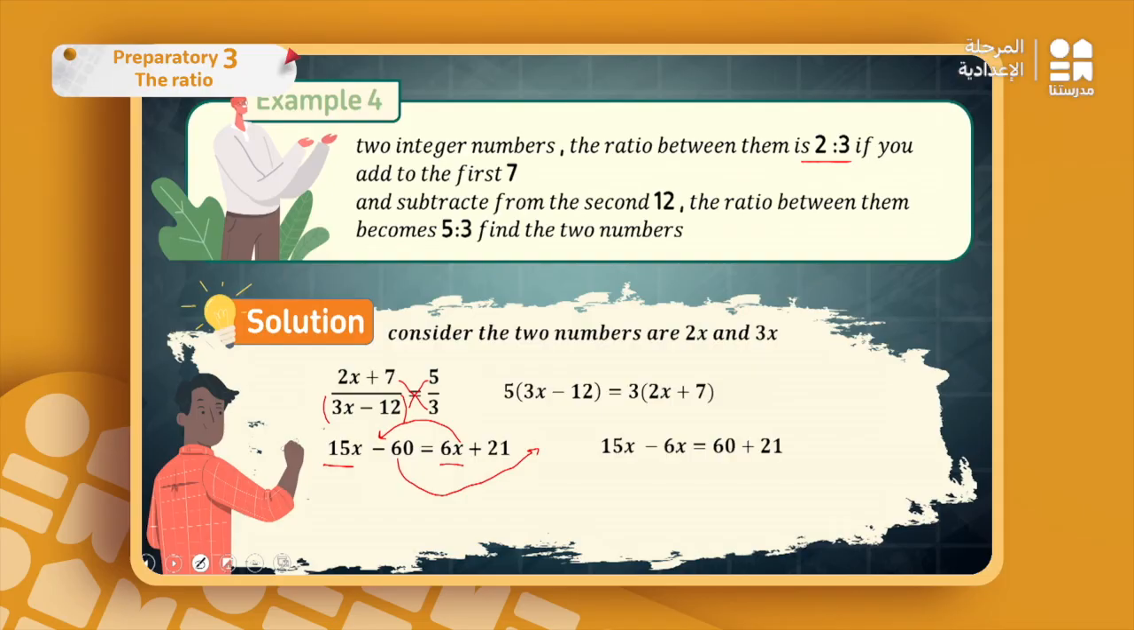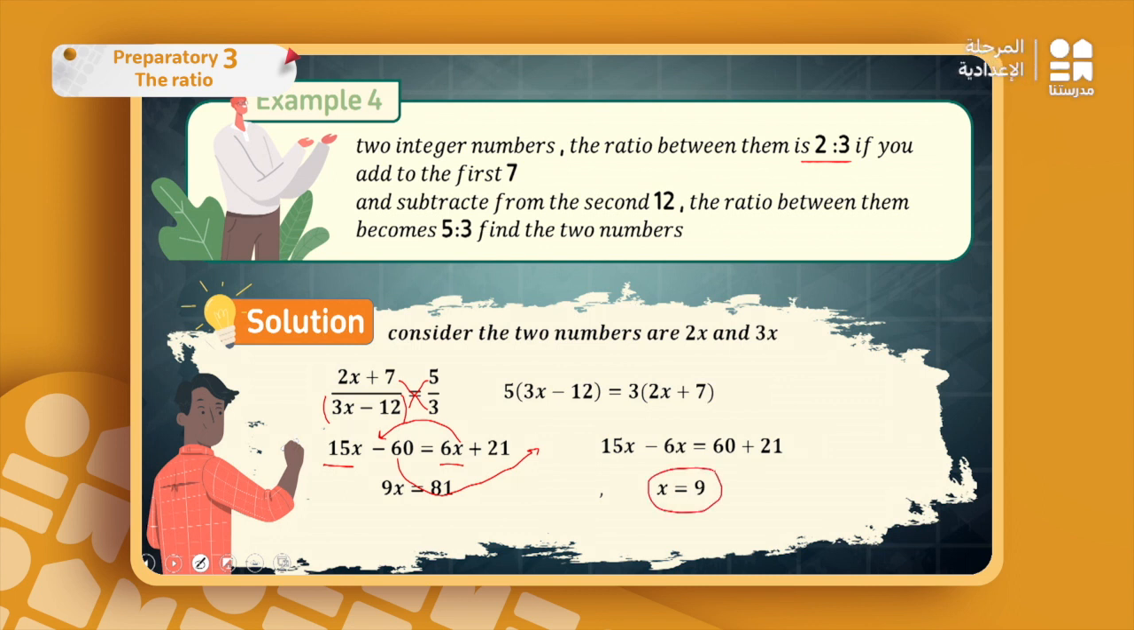طيب يبقى معانا 15x minus 6x equals 60 plus 21. When you simplify, 15x minus 6x equals 9x and 60 plus 21 is equal to 81. Divide both by 9 so x equals 9.